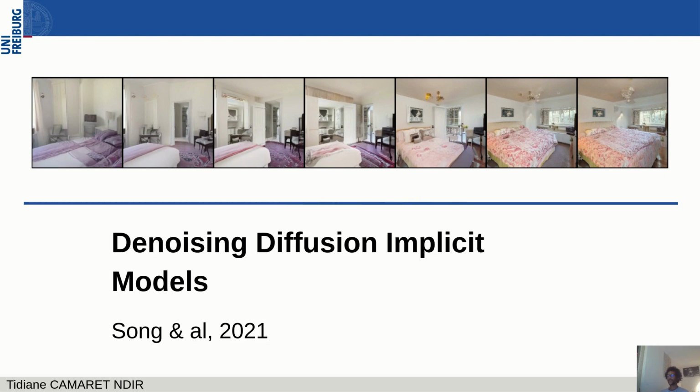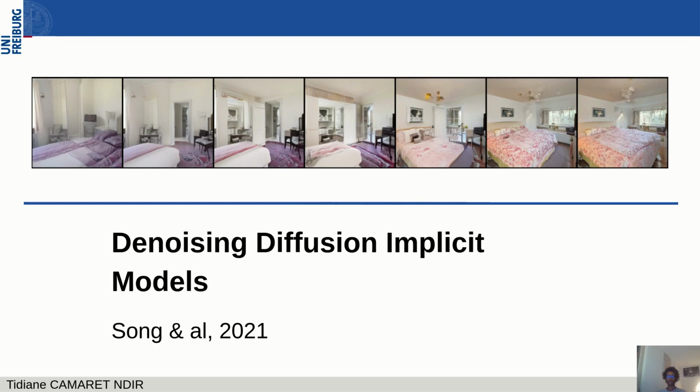But they also have this big problem, which is the long sampling time, right? This method takes a lot more time than the other usual methods, like for example GANs or autoencoders. And this is a problem that the authors try to tackle here.